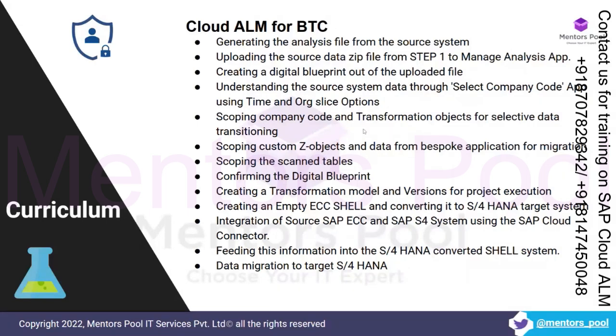I mean to say, using company code as a filter, selecting Z objects and standard tables, whatever you need from the bespoke application, and scanning those tables. Once the scoping is done, creating a digital blueprint and creating a transformation model. From there, creating a transformation version, which creates an executable file as part of a migration. And in order to import that file into the target system, creating an ECC shell system, connecting it to S4, and how to do that. And someone asked previously how we are going to integrate.